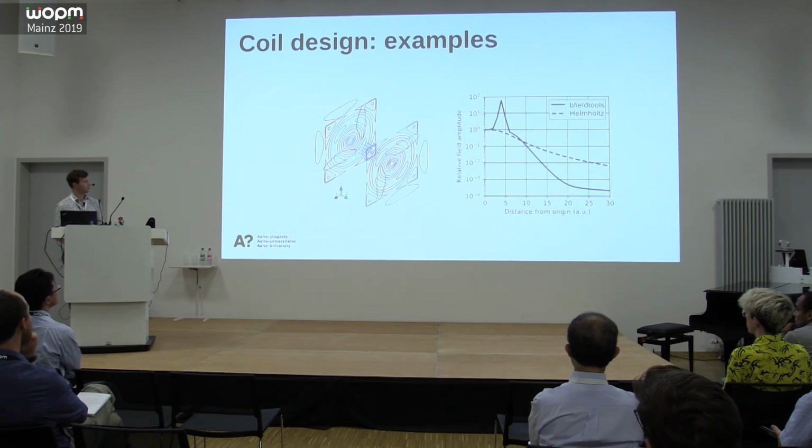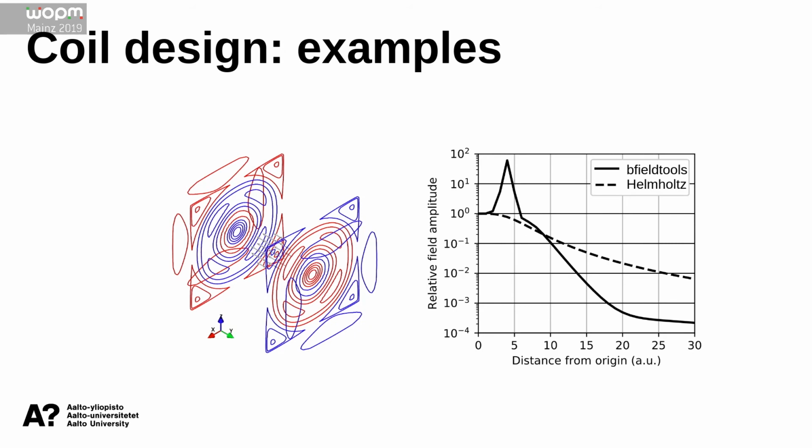Right, so just showing you some examples. We're in the Helmholtz Institute, so here I compare this kind of self-shielding coil creating field in this direction with a Helmholtz coil, and well, if you have stray field limitations, then this is something that you might want to do.